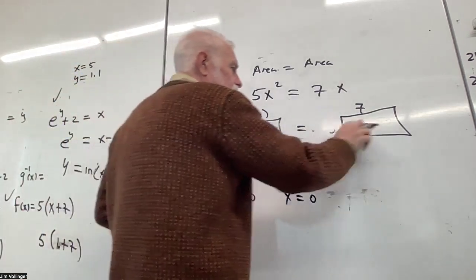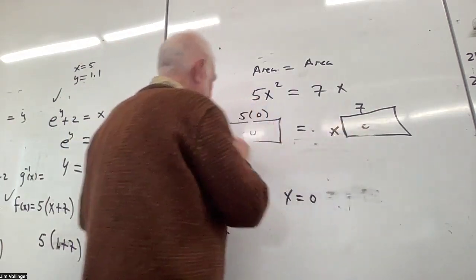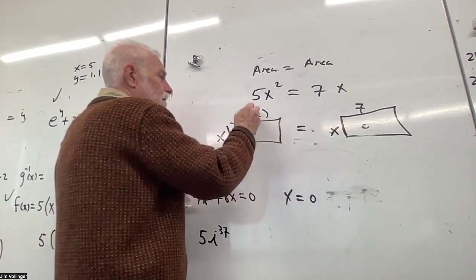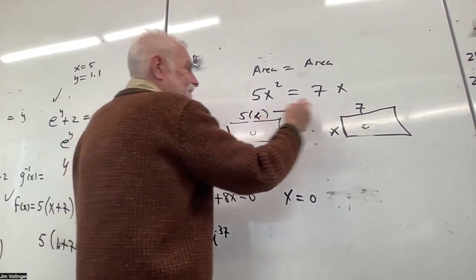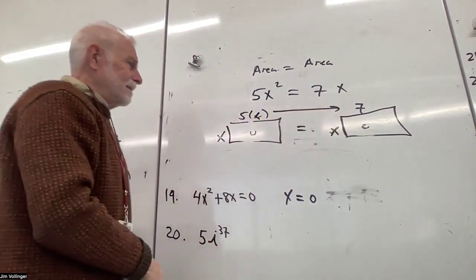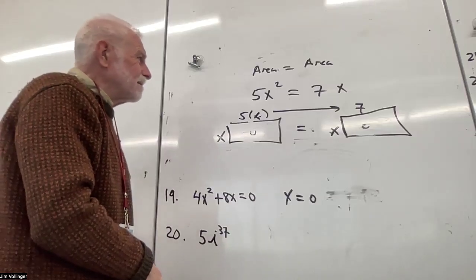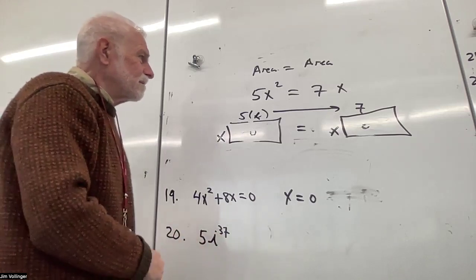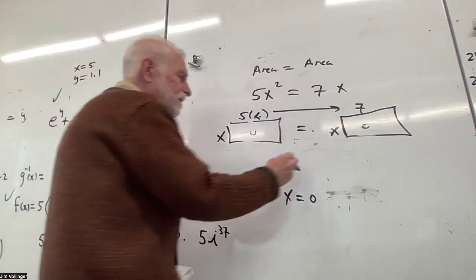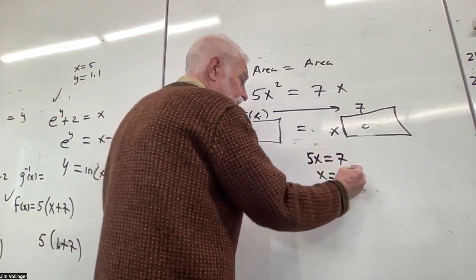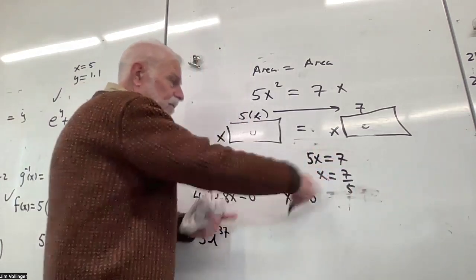What else works? Well, if these are the same, then these have to be the same. 5x has to equal 7. So x has to equal 7/5. And I guess I have 2 answers.